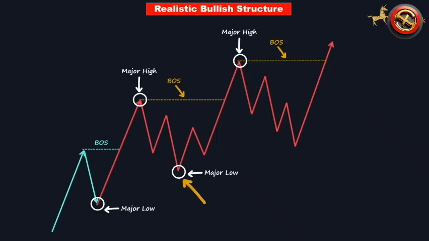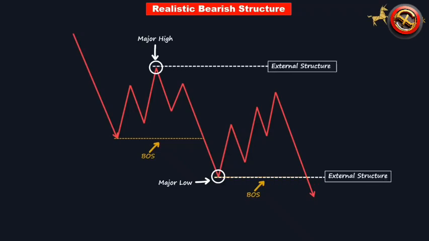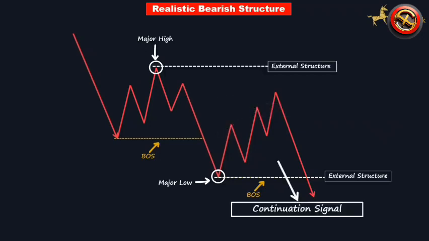Moving on to the bearish scenario, which is simply the same as the bullish scenario, let's consider a bearish break of structure, with a major high initiating the bearish wave leading to a break of structure. Additionally, we have a major low, marking the lowest point the price reached after the break of structure. These 2 structures, the major high and low, constitute our external structures, while everything formed between them is considered internal structures. If the price breaks the major lows to the downside, creating a break of structure, it signals a continuation trend like what we see here.